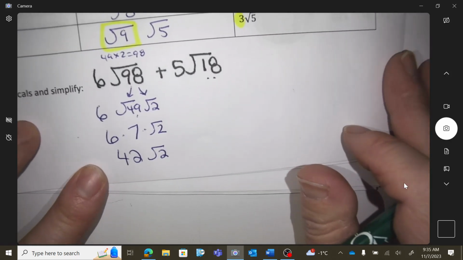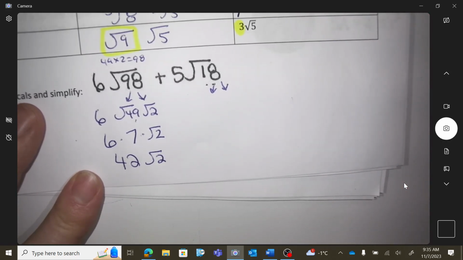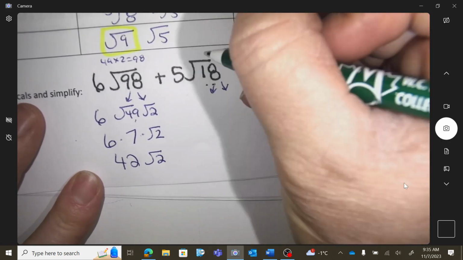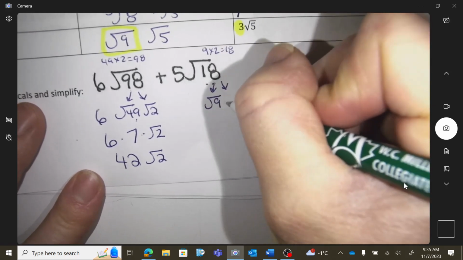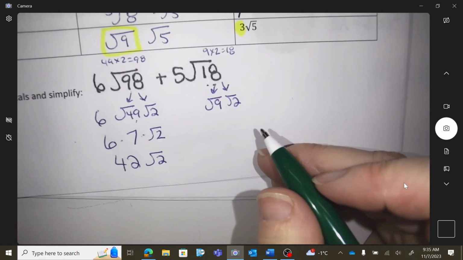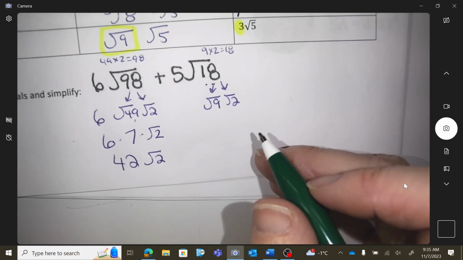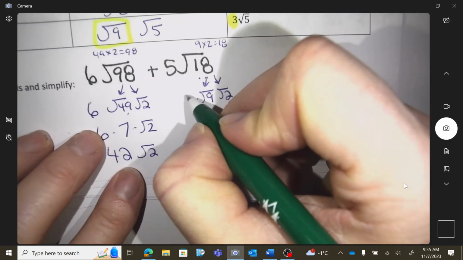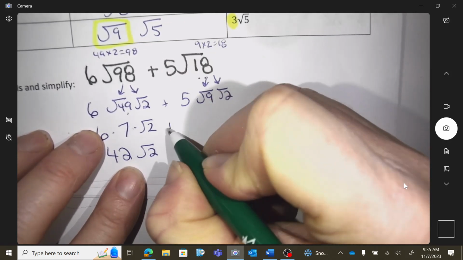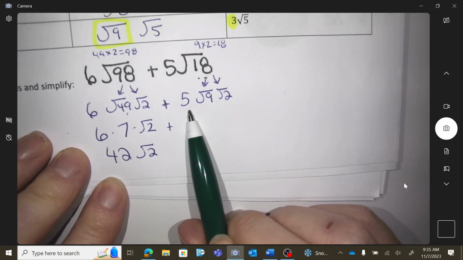Okay, 18. What perfect square do you want to do with 18? 9. So the root of 9 and the root of 2. Do you notice how I'm always writing the perfect squares first? I don't write root 2, root 9. I always do the perfect one first. So 9 is the perfect one. Okay, don't forget to write the coefficient part in the front yet.